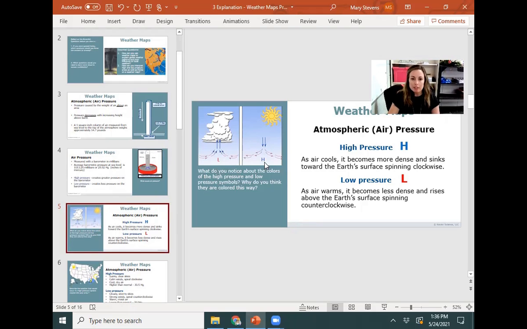What do you notice about the colors of high pressure and the colors of low pressure? Why do you think they are colored this way? High pressure is in blue, whereas low pressure is going to be in red. That is because high pressure is going to be when air cools. And when you think of the color blue, you think cool weather. The low pressure is in red because low pressure typically is going to be warmer and humid. So red, you think of heat, which is why low pressure would be colored red.